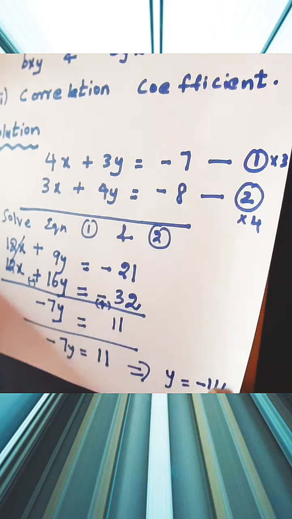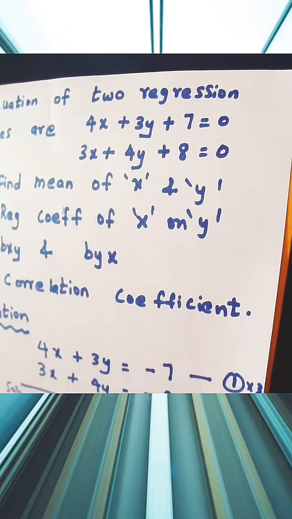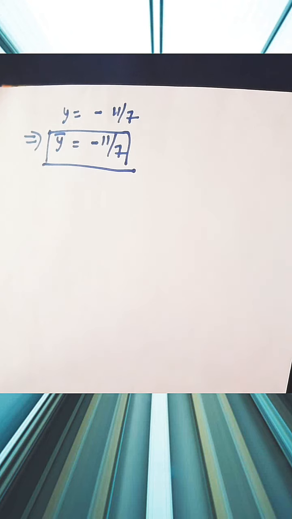I can write this now as y bar is equal to the y value we got, y = -11/7. This will be your y bar. Y bar is -11/7. The question is we have to find the mean of x and y variables. We got y bar.